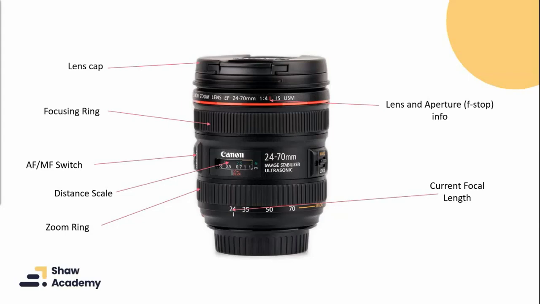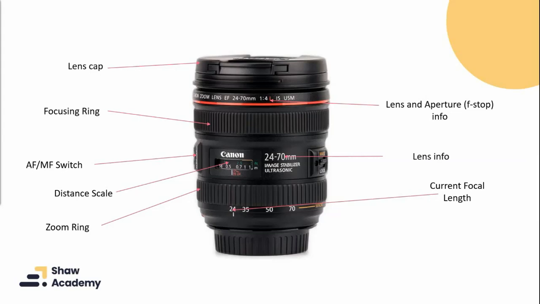EF is electronic focus. 24 to 70 millimeters is the focal length. The 1:4 ratio, that is our aperture information. We're going to have a look at apertures in lesson 6, so don't worry too much about that. IS USM is to do with image stabilization and ultrasonic motor. Now, these are much more to do with photography than they are to do with video. It's still important to understand what they are.